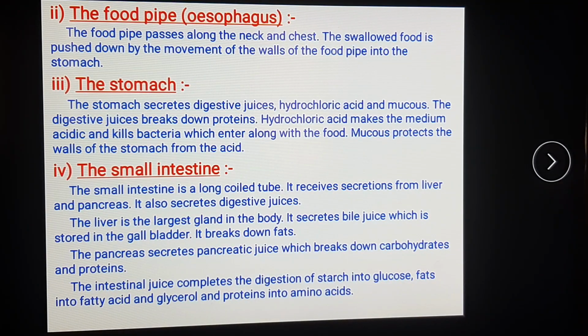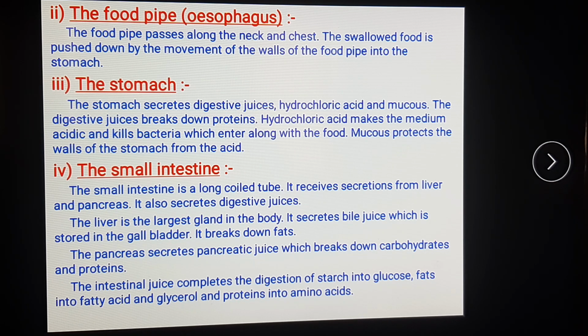The food pipe is also called the esophagus. The food pipe passes along the neck and the chest. The swallowed food is pushed down by the movement of the walls of the food pipe into the stomach. Now you have to note down here the walls of the food pipe. They are made up of muscles, so they have a different type of rhythmic movement, and the walls of the food pipe help the food to push down into the stomach.